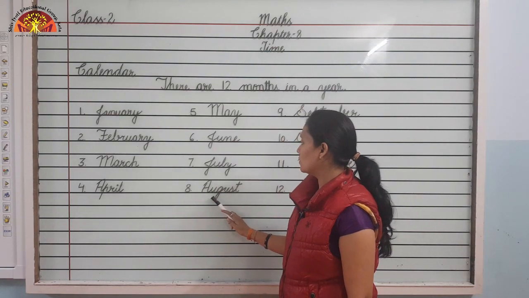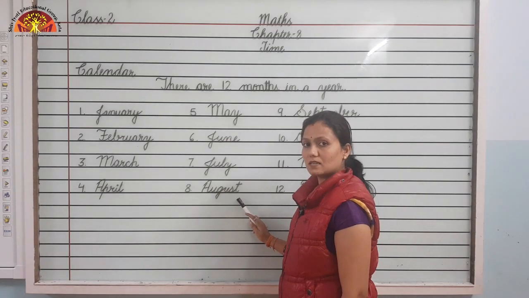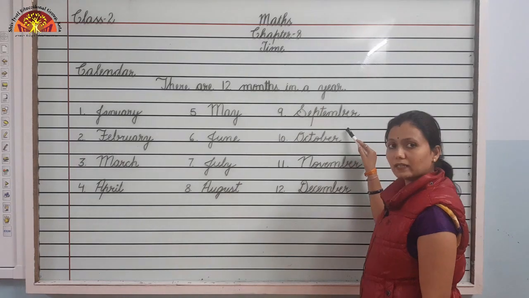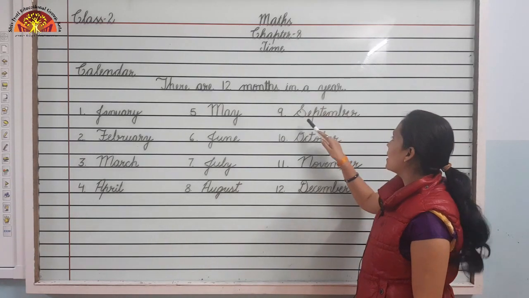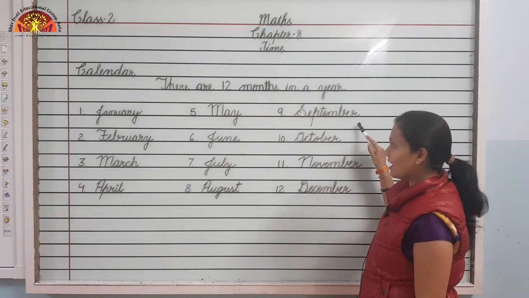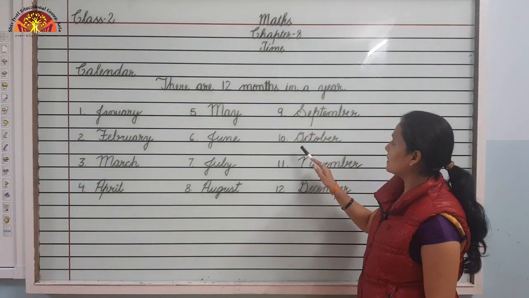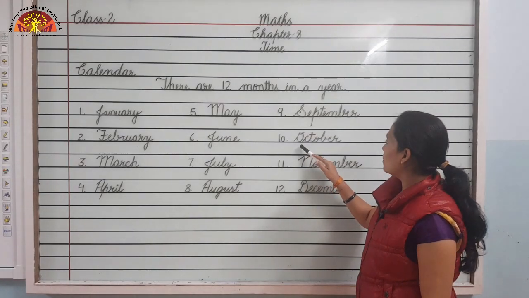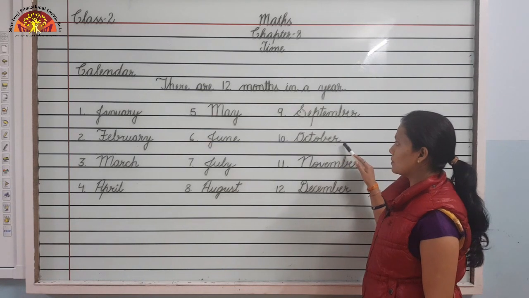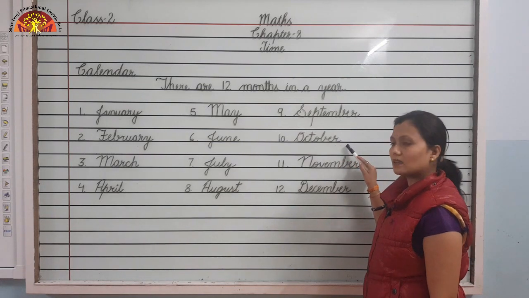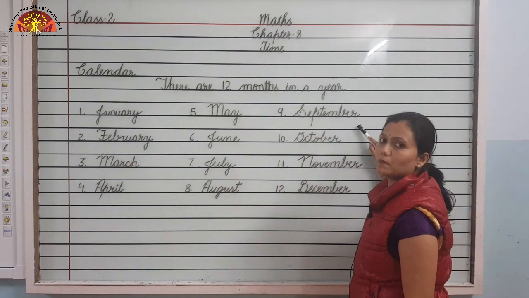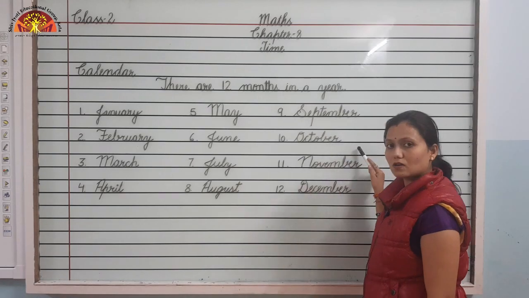August. After this, September, which is the 9th month in a year. Next, October. If I ask which month comes between August and October, September comes between August and October.